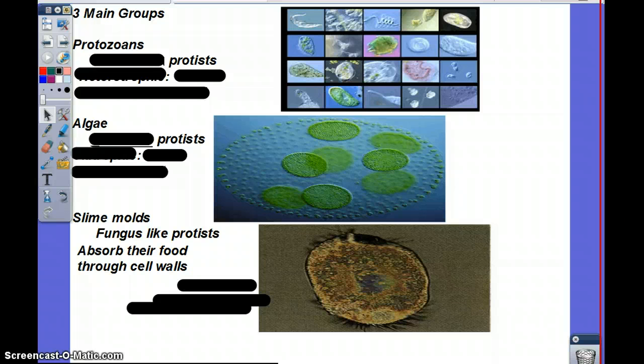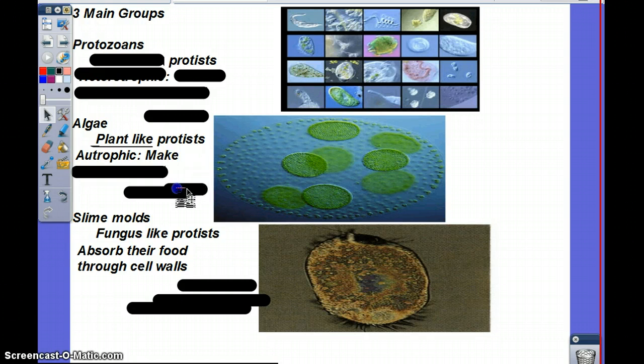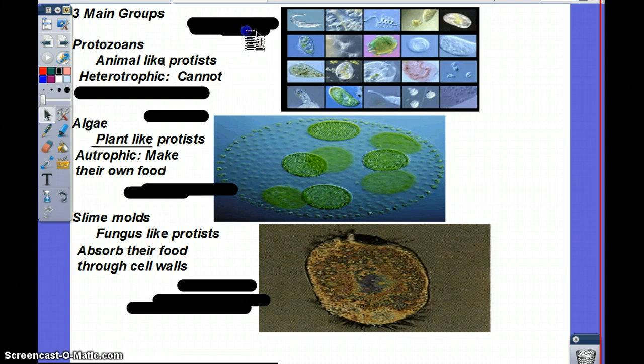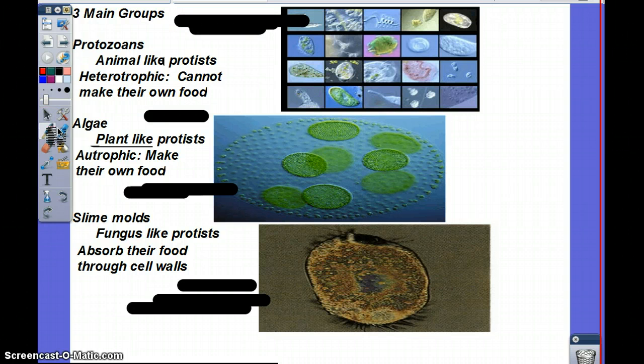All right, give me another one. Plant-like protists. Awesome. They're autotrophs, and they make their own food. We've got plant-like protists. We've got fungus-like protists. What's the last one? Raise your hand if you know. Animal-like protists. What do they do? Eat. They're heterotrophs, and they cannot make their own food. Are slime molds heterotrophs or autotrophs? Hetero. Remember that.